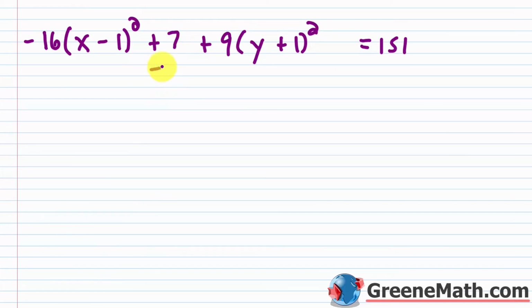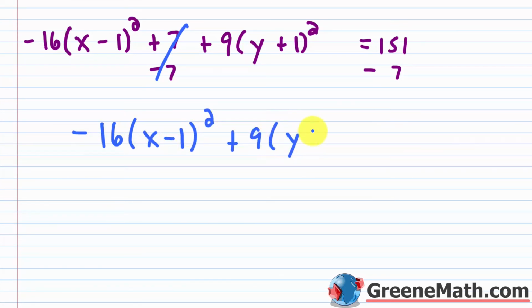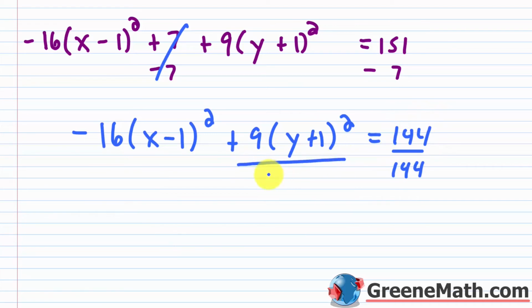And if I subtract 7 away from each side of the equation, this is going to cancel. Okay, and then over here, this would become 144. Okay, so I can say I have negative 16 times the quantity x minus 1 squared plus 9 times the quantity y plus 1 squared equals 144. Okay, so to finish this up, I want this to be a 1. So divide everything by 144 and you'll be done.